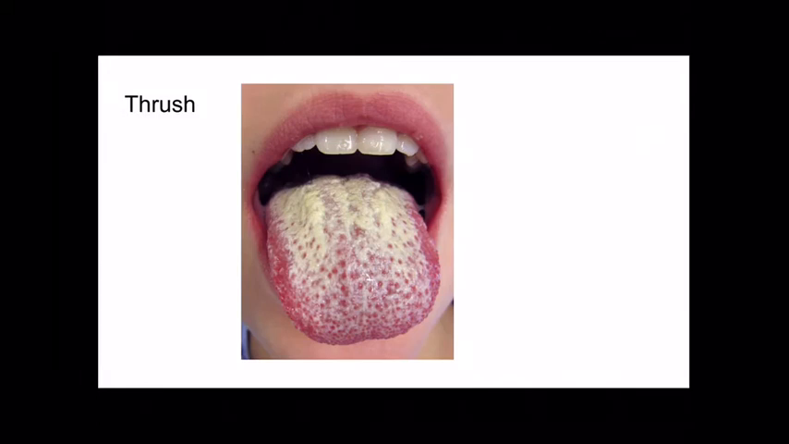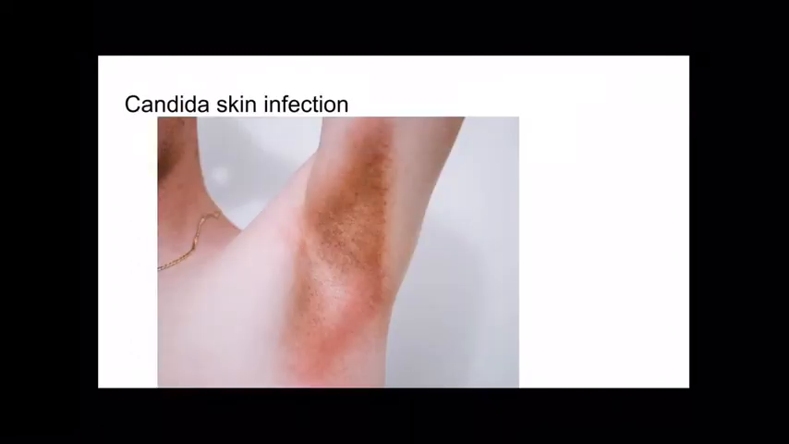So one is thrush. Thrush is more common in nursing infants, or actually they don't have to be nursing infants. It's more common in infants, and it's more common in older folks. This looks to be a kid that's not an infant, but this kid has thrush. So this is a thick growth of Candida on the tongue. Another way that Candida shows up is as skin infections, and that will tend to be in warm, moist areas like under the breasts, in the armpits, in the groin region, or in folds of skin.